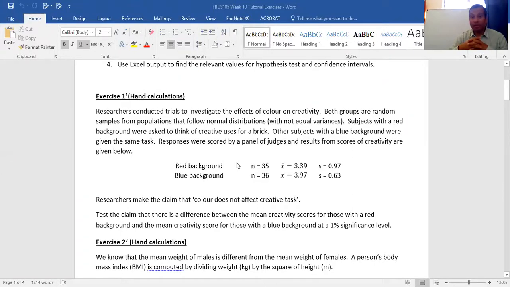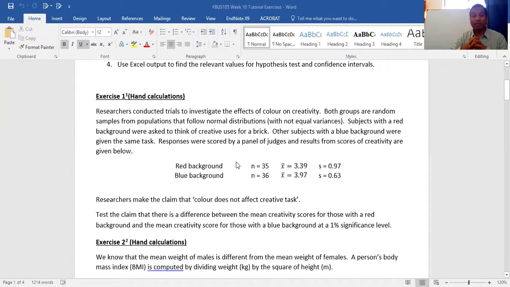Subjects with a red background were asked to think of creative uses of a brick, and in the same way the other subjects were asked the same. The responses were scored by a panel of judges, and the results from the creativity scores are given below. For the red background, the number of sample respondents was 35. For the blue background, it was 36. The respective mean values for red and blue are given.